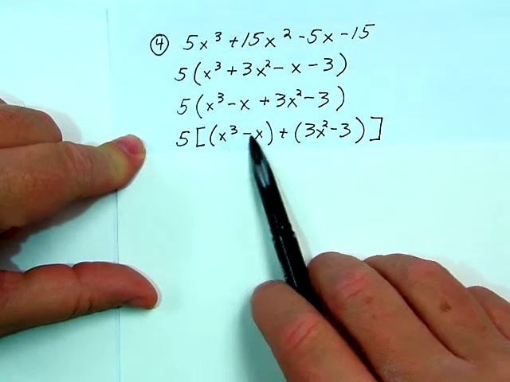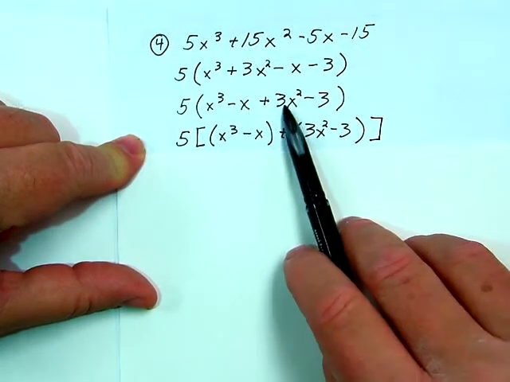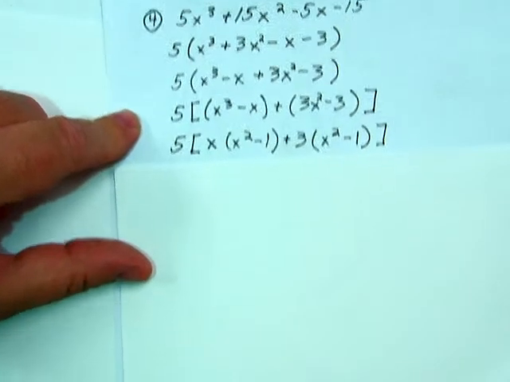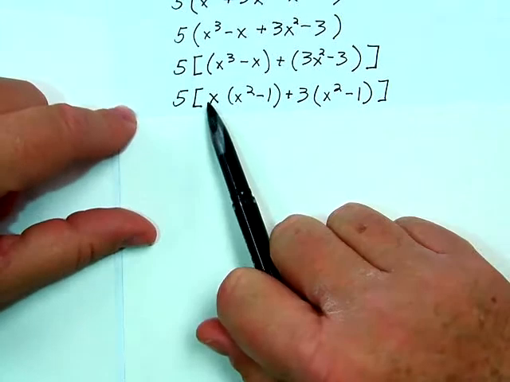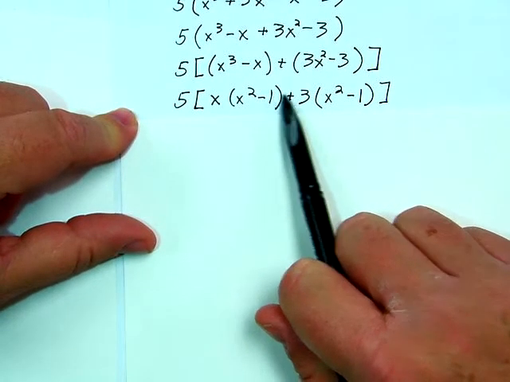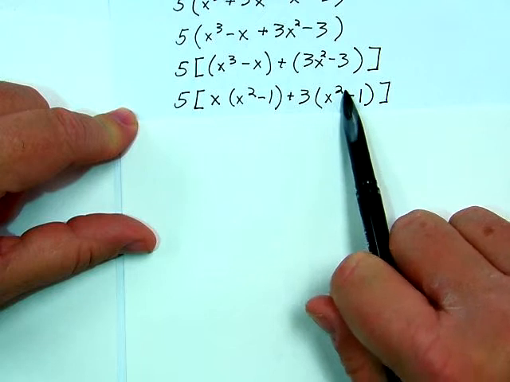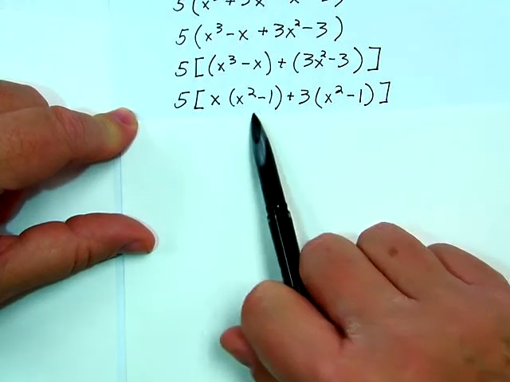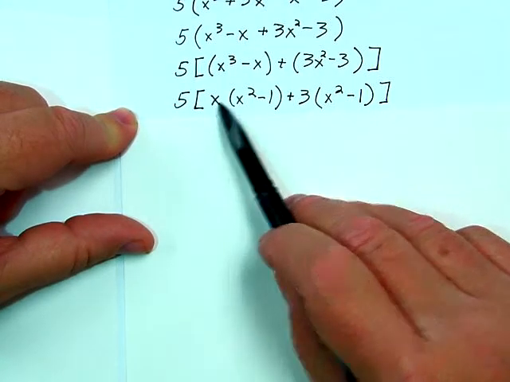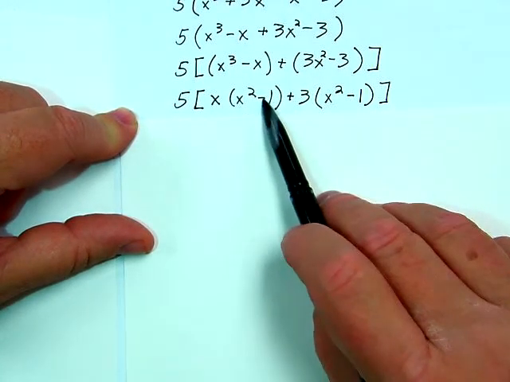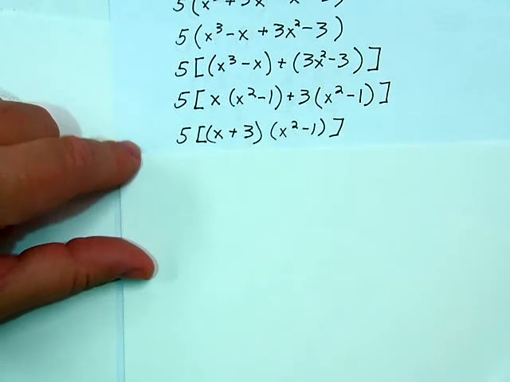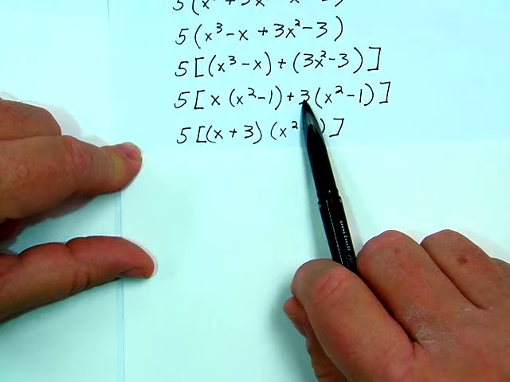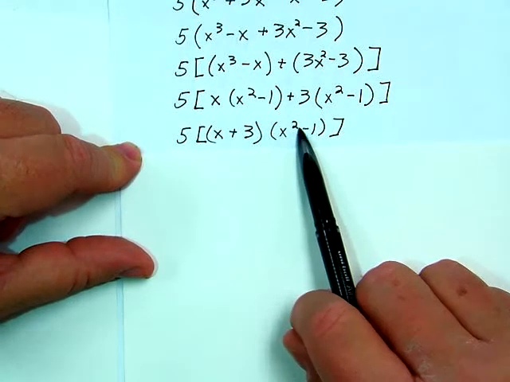So I group the x cubed minus x from here, and I group the 3x squared minus 3, because I know I can take a 3 out of this one and I can take an x out of this one. So when I pull the x out of this one, I get x squared minus 1. I pull the 3 out of this one, and I get x squared minus 1. Now I notice that my second term is the same in both places, so I can use the distributive property and combine x and 3 as the first term and use x squared minus 1 as a second term. So I do that, and I now have x plus 3, the x comes from here, the 3 comes from there, times my x squared minus 1.